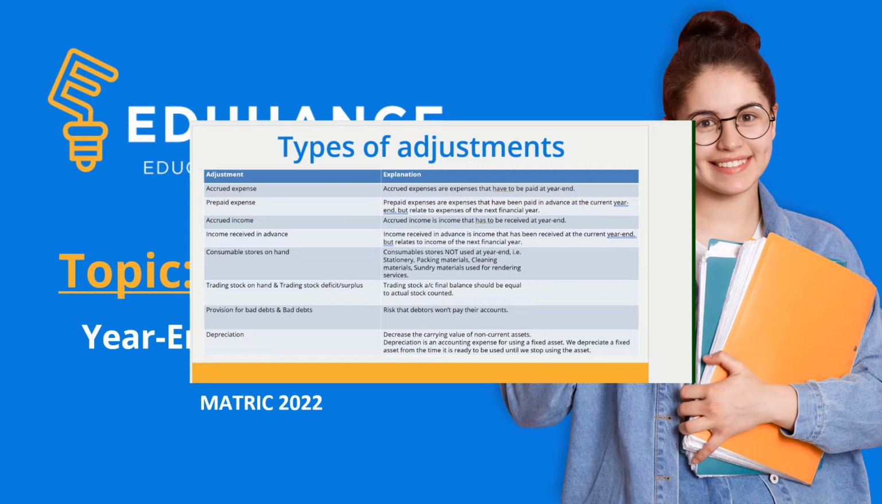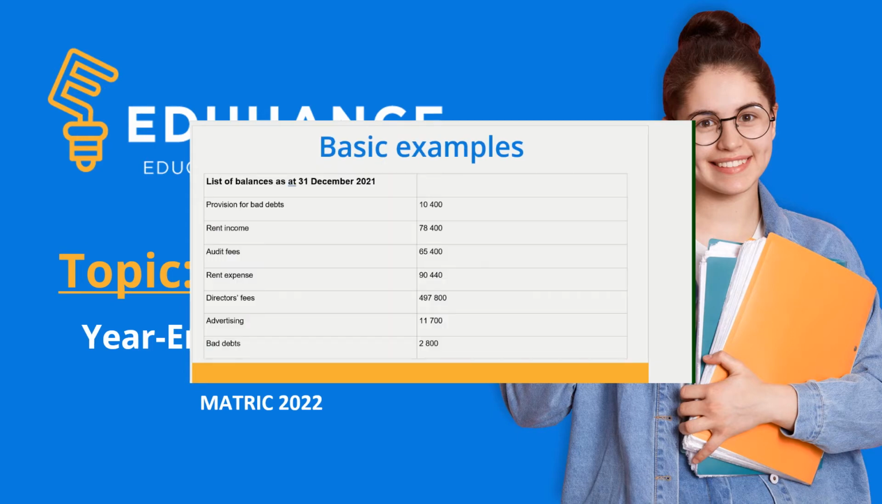Okay, now let's work through some basic examples. This basic example is from a company that has a list of balances as of 31st December 2021. This means that's the year end, and the start of the year will be 1st January 2021. We will be reflecting back on the slide several times to get the different line item numbers as we work through examples. As you can see, we have provision for bad debts, rent income, audit fees, rent expense, directors' fees, advertising, and bad debts. Everything other than provision for bad debts is an income and expense item that you'll find under your nominal account section.